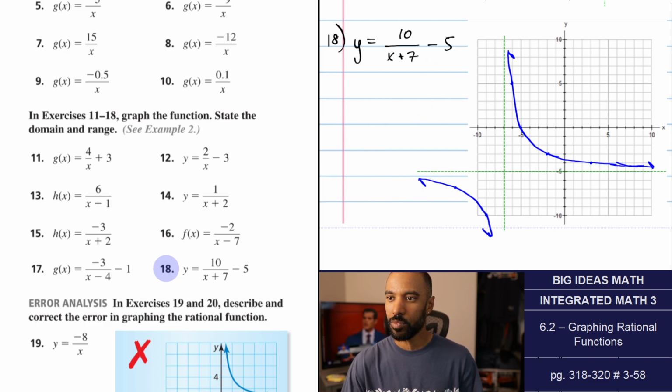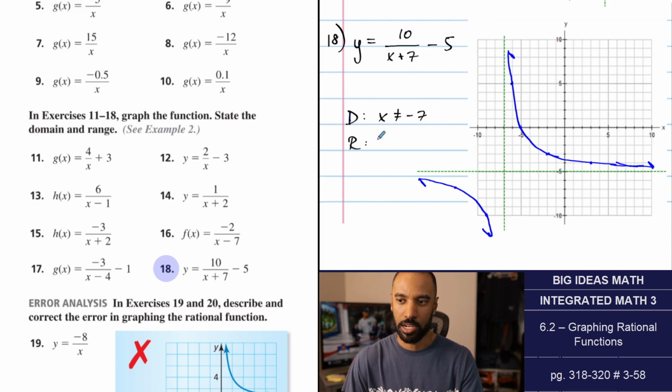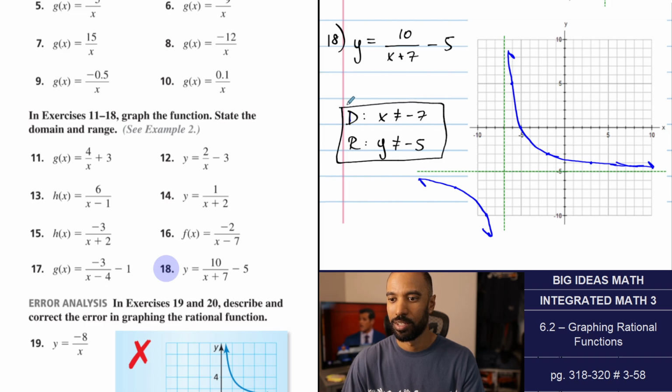There we go. All right, domain. X can't equal -7. Otherwise, we divide by 0. Range. Y can't equal -5 because we never get -5 as a value for y.